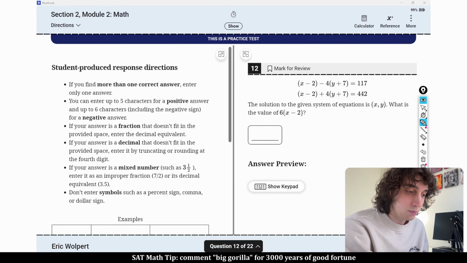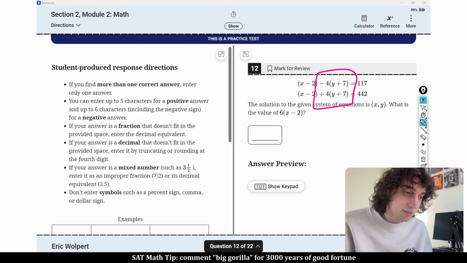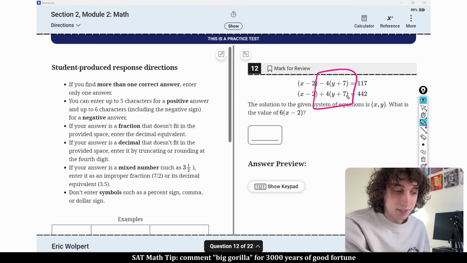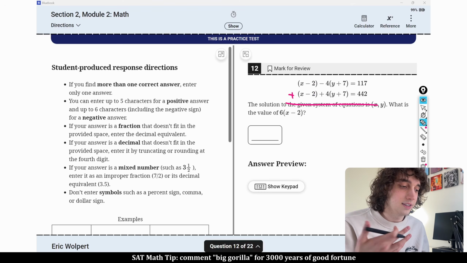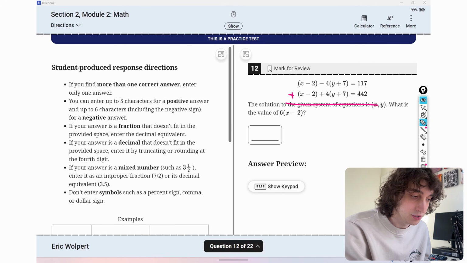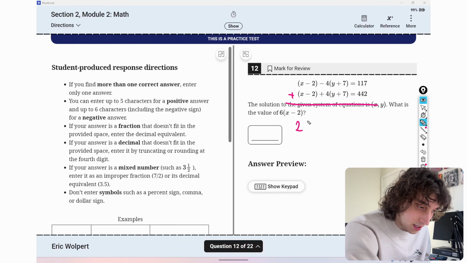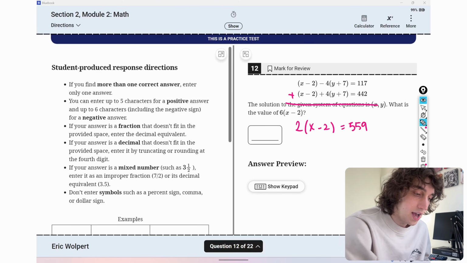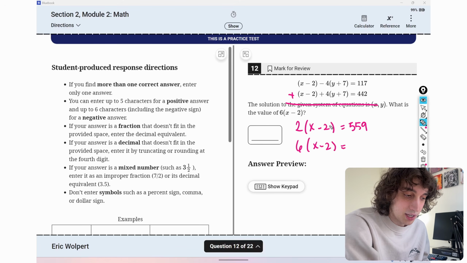You can also see the College Board is begging us to add both equations together because we see a plus 4y plus 7 and then a minus 4y plus 7, and so if we add both of these equations together, they cancel out. And so College Board is basically telling us, this is what you're supposed to do. Sure, you can use Desmos, but if you add these two equations together, we get 2 times x minus 2 equals 559. And then if we multiply both sides by 3, you get straight from 2 times x minus 2 to 6 times x minus 2, which gives you 1677 as your final answer.